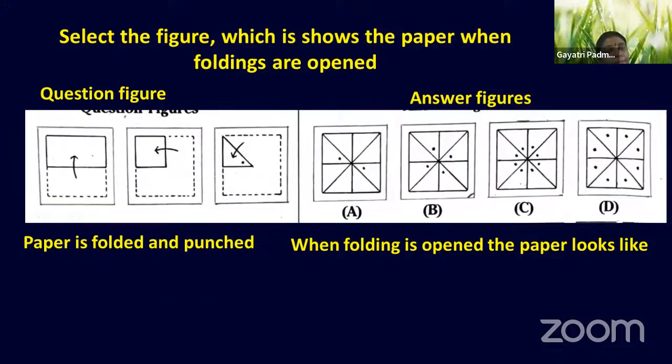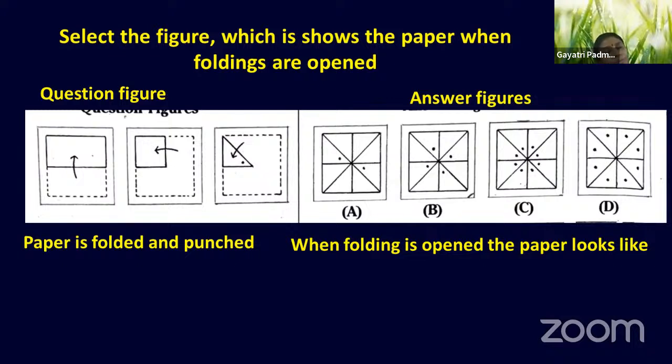This is very simple, in fact. All right. So here the paper is folded, right? And it is punched. So in the third figure, it is being punched. That is after it is being made into a triangle. Now, when the folding is opened, the paper looks like dash. Is it option A? Is it option B? Is it option C or option D?